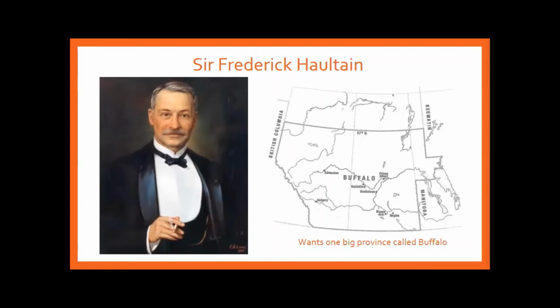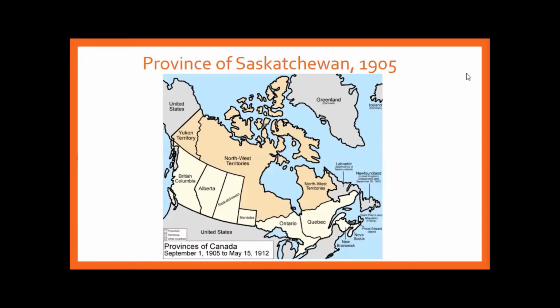The federal government, because it was headquartered in Ontario, wasn't entirely sure, and a lot of people in Ontario and Quebec weren't entirely sure they wanted one big prairie province. That seemed like a lot of political power. So Frederick Haltain's idea of the great province of Buffalo didn't go anywhere. No one outside of the prairies really thought that was a great idea. So instead, what the federal government did was it created two provinces in the prairies, Saskatchewan and Alberta.